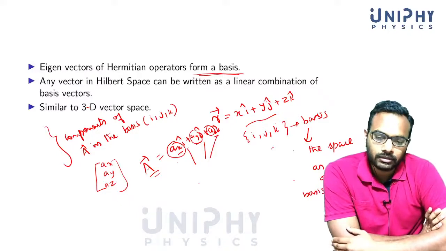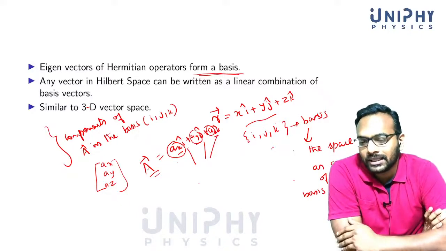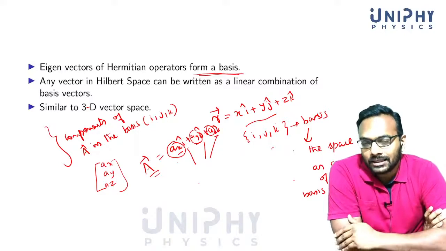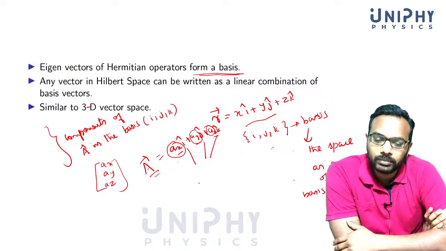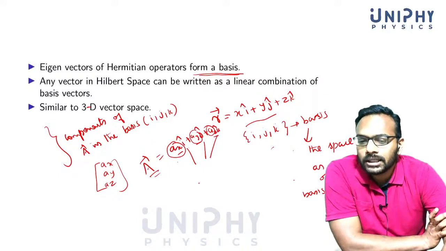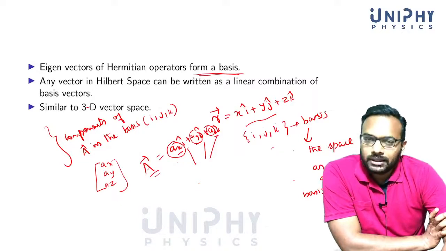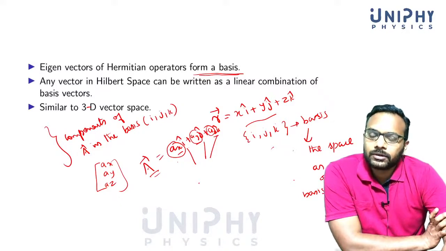Okay, if you take a Hermitian operator, you know the set of eigenvectors. You can expand any vector in that space as a linear superposition, as a linear combination of the eigenvectors. Okay, all right. Now, with that, let me go to an example. Let's try to understand the rest of it through an example.